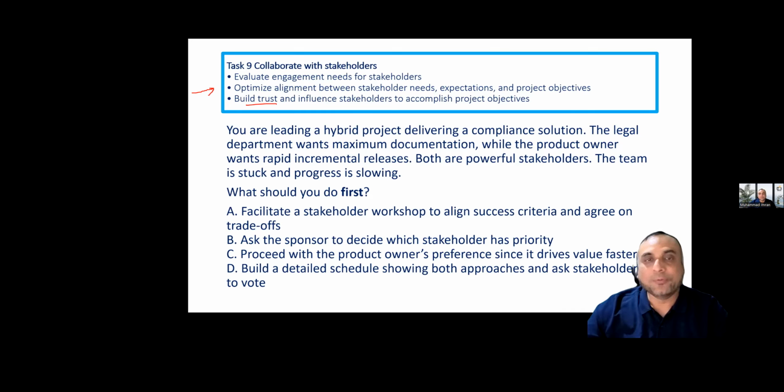You are leading a hybrid project, delivering a compliance solution. The legal department wants maximum documentation, while the product owner wants rapid incremental releases. And in Agile, you are working as a facilitator. Both are powerful stakeholders. The team is stuck and progress is slow. What should you do first?